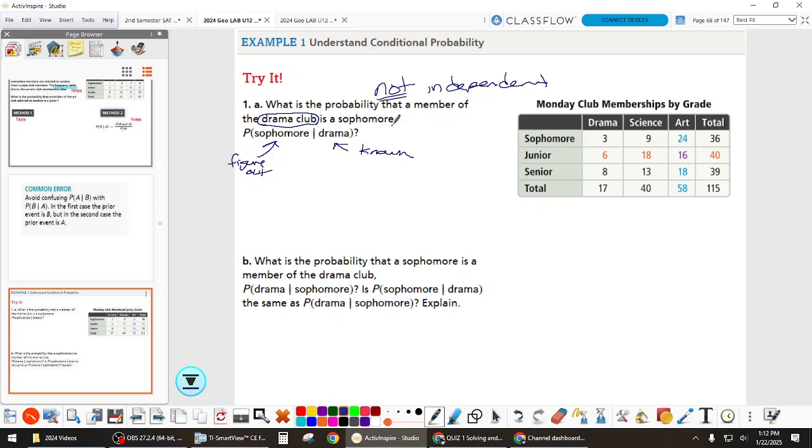Do you hear that in it? We're trying to figure out this probability, and the word links to sophomore, not drama club. We already know that, right? Do you see how it sounds in a sentence? What is the probability it's a sophomore? That means the figure out part has to be the first one. And then drama is known, so it's the second part. It's going to take some time to get this, I think.